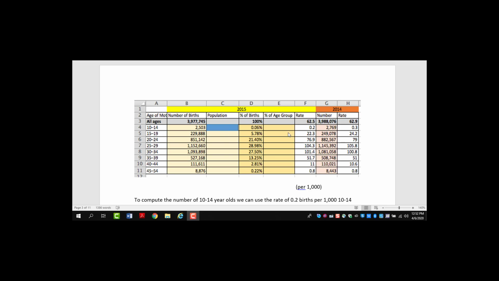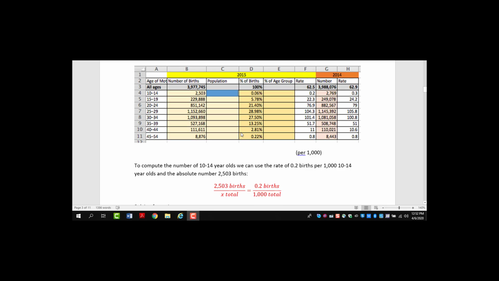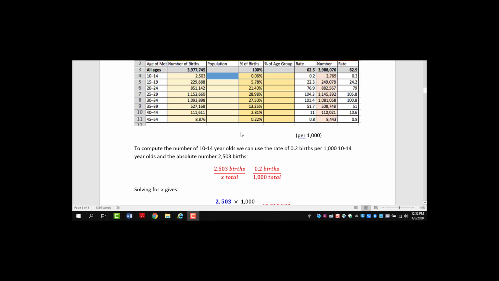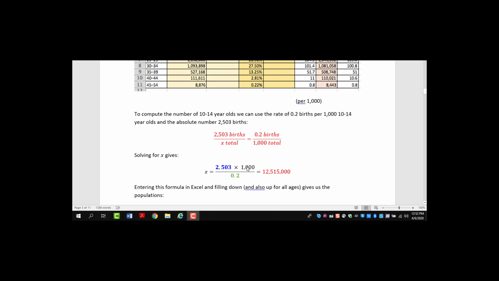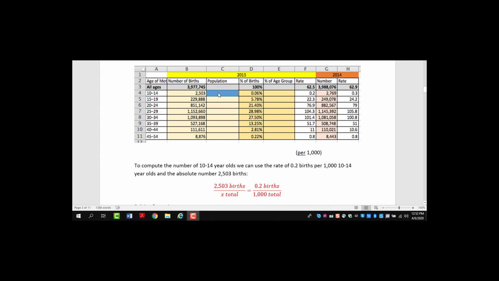So we're going to find the population because we've got births per population, births per population. And so that's how we can set up the proportion. 0.2 births per 1,000, 2,500 births, or we don't know how many in the total population of 10 to 14-year-olds. Cross multiply and divide, and we get 12,515,000 women in the age group of 10 to 14.